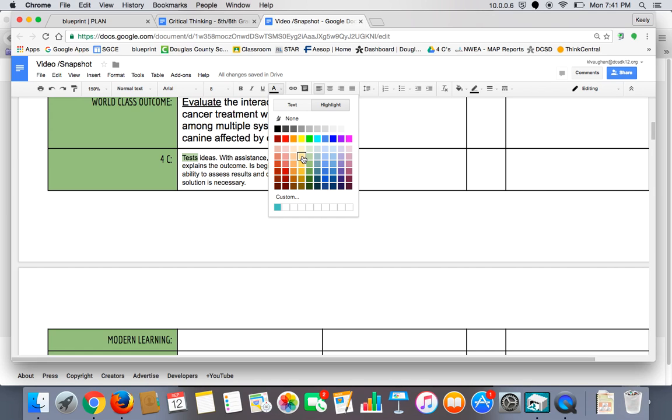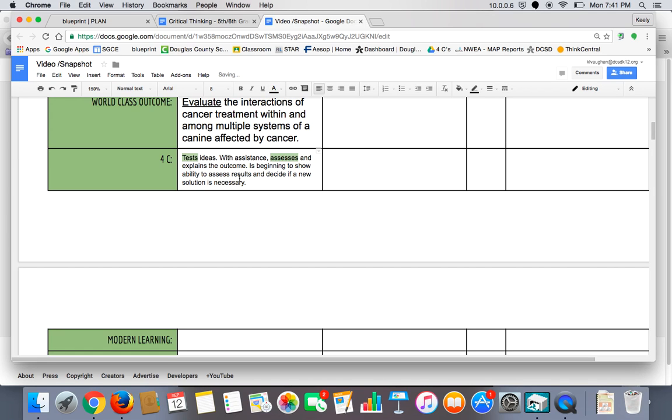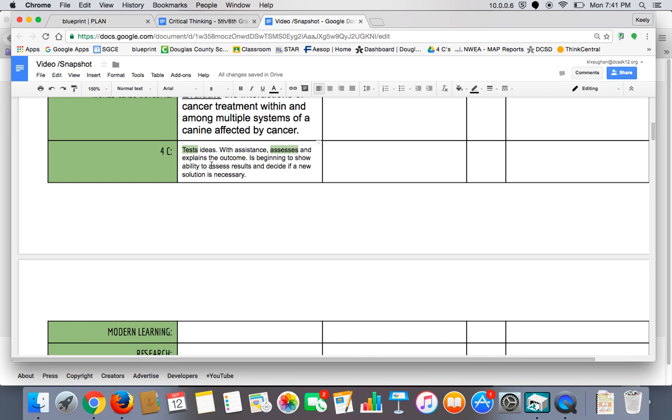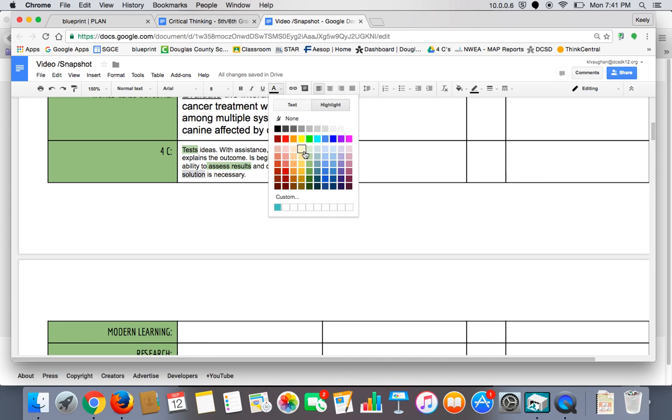Assesses, that seems like a pretty important word. I've got to determine if my test is working or not. So I could do assesses or I could do assess results. That one makes more sense to me. So I'm looking at whether or not my idea is working and decide if a new solution is necessary.